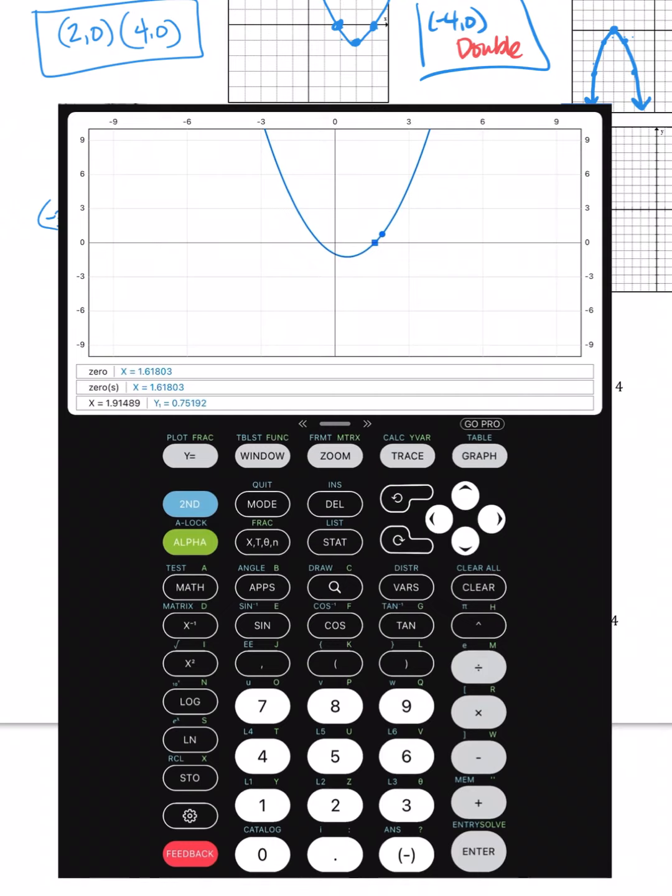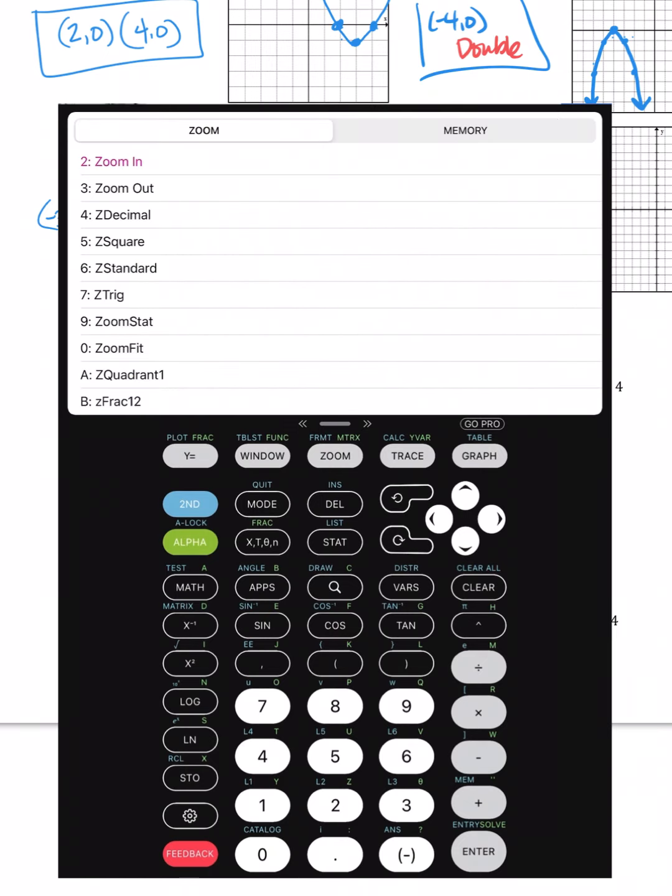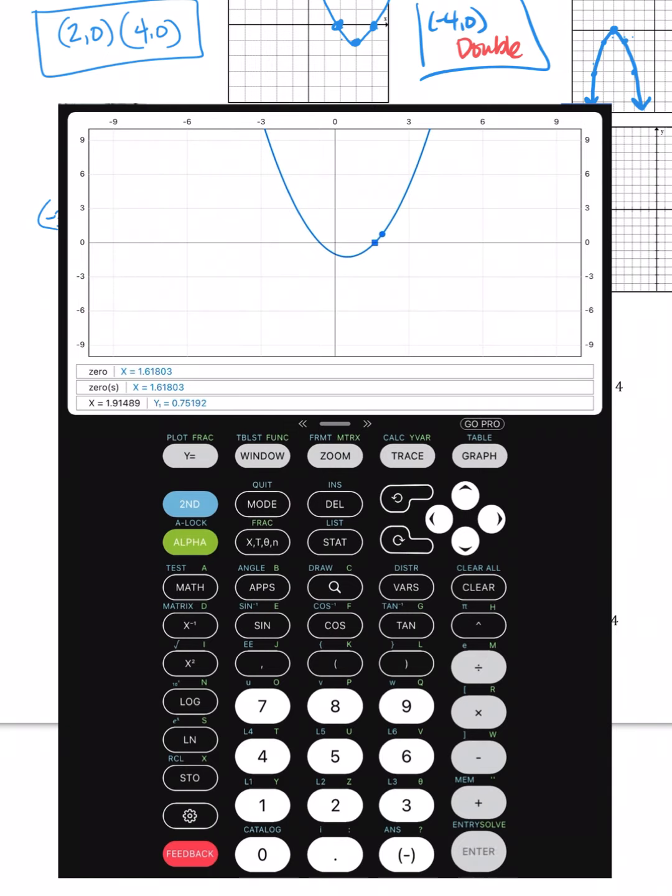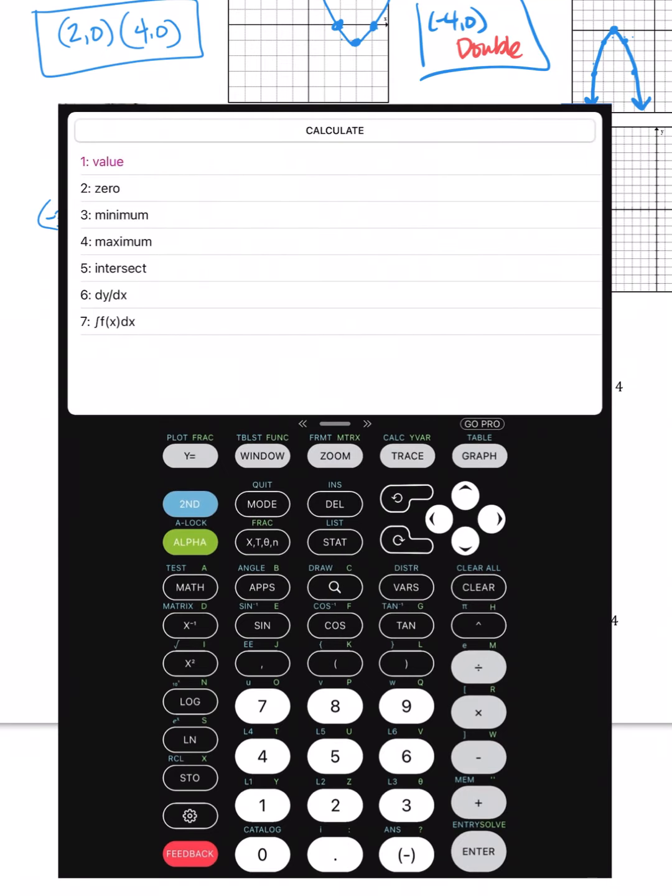Now, I want to show you how to find the places exactly where it's crossing the x-axis, because you can see that it's between 1 and 3. It's not very clear. My screen does tell me the zeros, but your screen will not do that. So how does it do that? Well, if I hit second and trace, the second option is 0. So I'm going to hit 0.